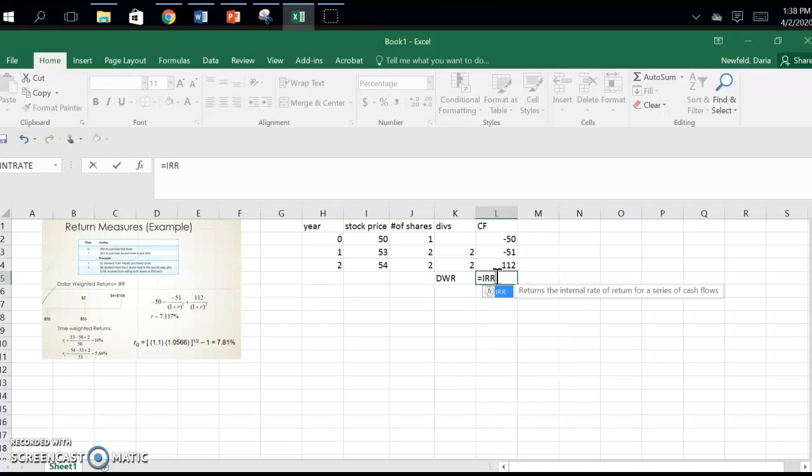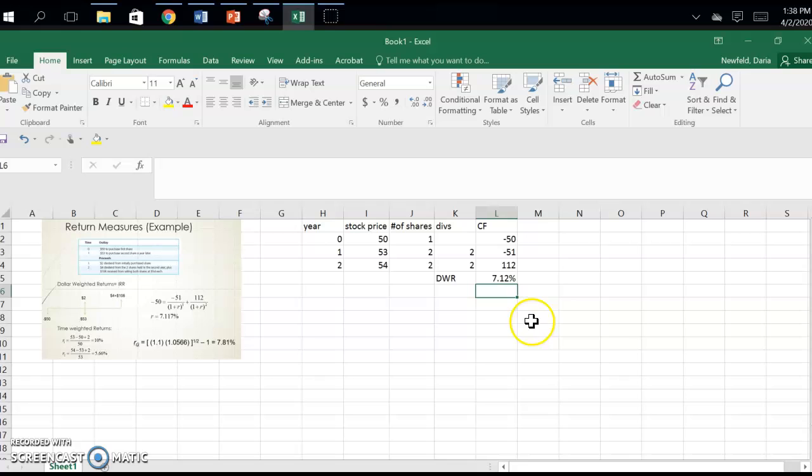get the dollar-weighted return. So equals IRR, highlight these, close parenthesis, enter, and I get 7.12%. I can use my Scoochie function to get out all the way to the decimals as shown there.